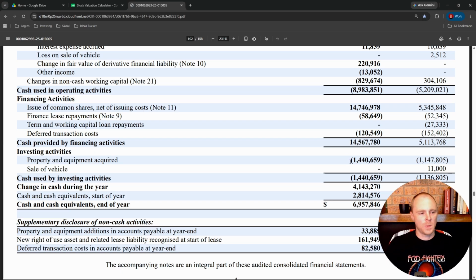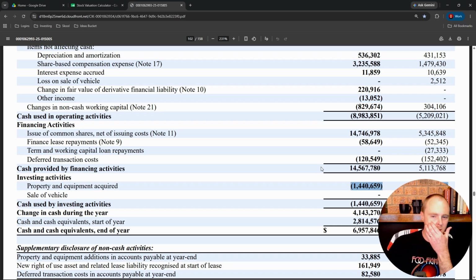So what else have we got? We've got property and equipment acquired. So they're growing that at a steady rate. And that's pretty much it. So this business, at this stage, you've got to think it's got negative cash flow. It's got negative income, or negative net income. And the equipment it's going to continue to plow into.